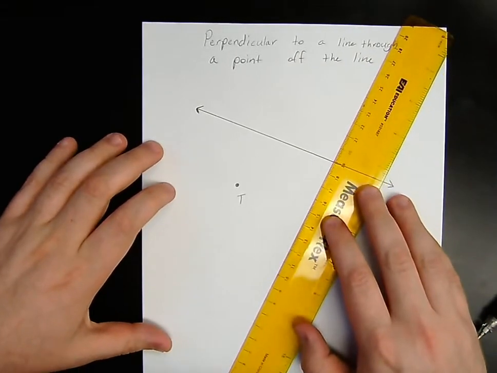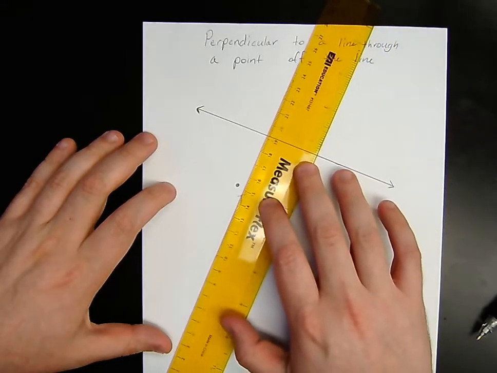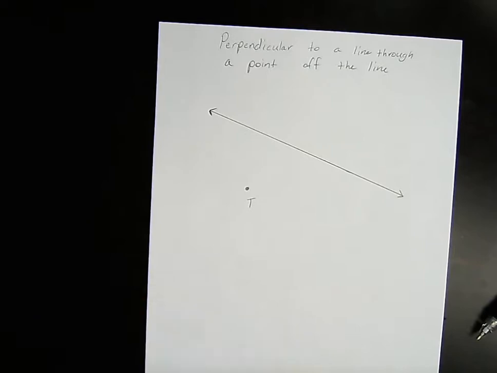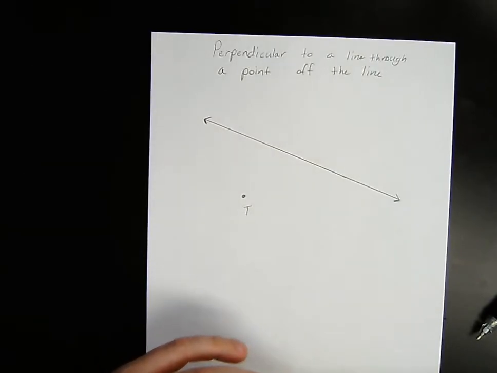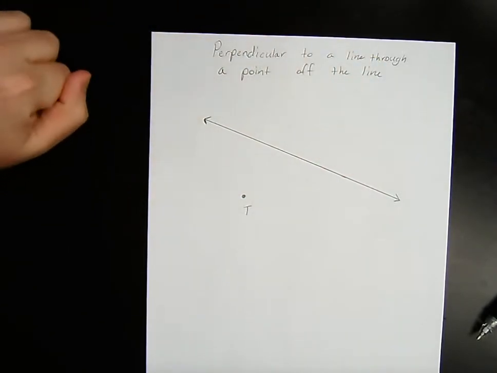My goal is to construct a perpendicular line. This looks close to a perpendicular line right here, but I want it to pass through point T specifically, and I want to construct that. The first step is to take the compass. You're used to creating perpendicular bisectors by now, but perpendicular bisectors only apply to segments. You can only bisect a segment. You can't do that with a line that goes on forever.